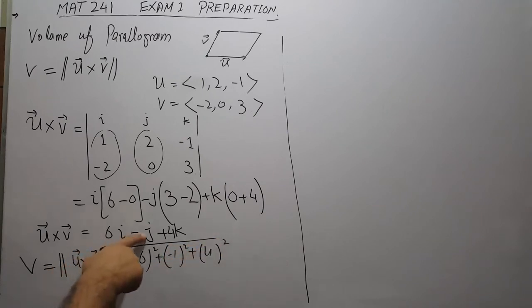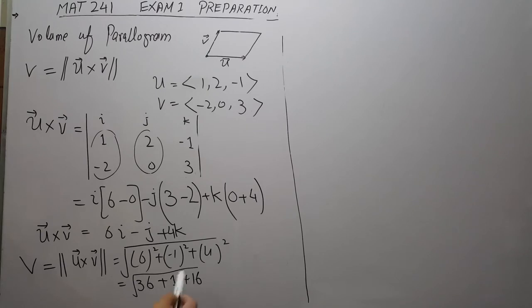So we have 6, minus 1, and 4. So the square of 6 is 36, the square of 1 is 1, and the square of 4 is 16. And if you add them up, that is 53. So that gives us square root 53.